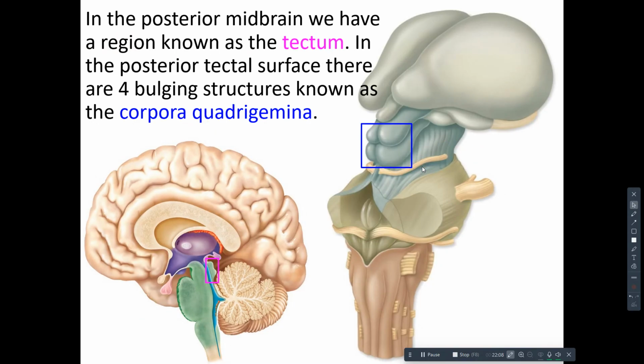Awesome. Now, posteriorly, my region behind the aqueduct is called the tectum. In the back of the tectum, we have four bulging structures. 1, 2, 3, 4. And those are my colliculi, and that group of four is called my corpora quadrigemina. Quad means four, gemina means look-alike, corpora means bodies.